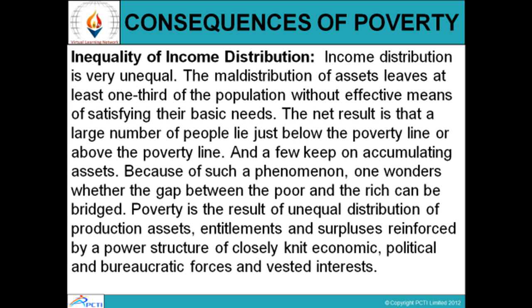Because of such a phenomenon, one wonders whether the gap between the poor and the rich can be bridged. Poverty is the result of unequal distribution of production assets, entitlements and surpluses, and reinforcement by the power structure of closely knit economic, political and bureaucratic forces and vested interests.